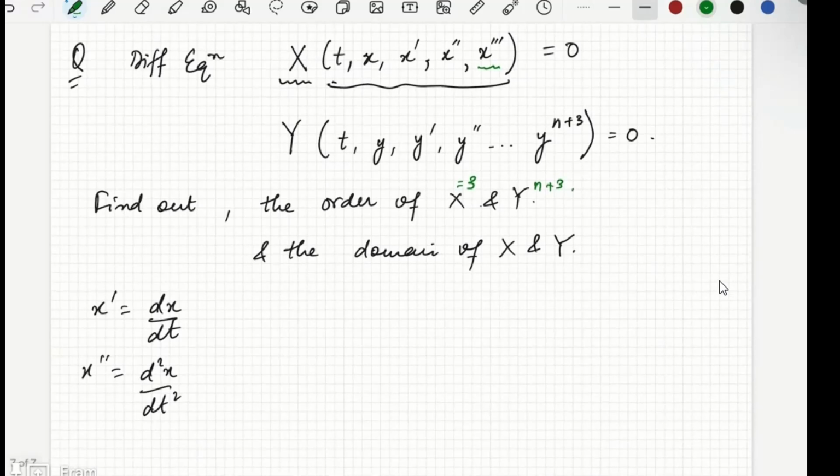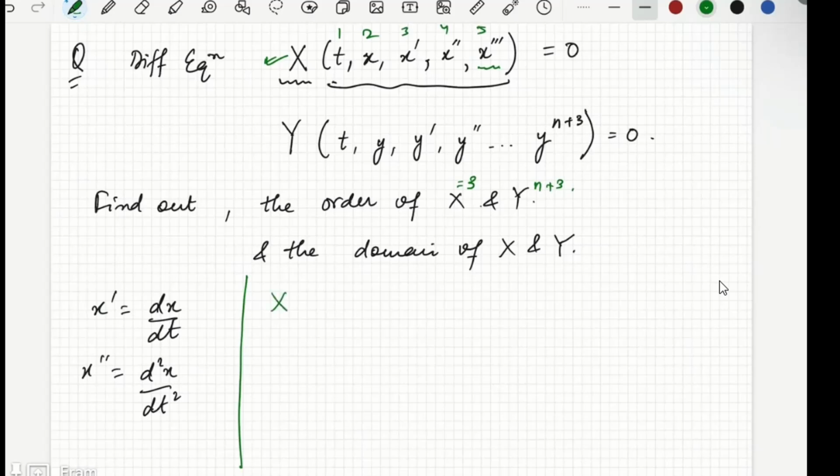Now in order to identify the domain of the ODE, we have to count the number of variables. How many variables do we have in x? It will be R4 and R5. How many variables do we have in x? This one, 4. No. How many variables? 2. So in all we have 5, R5: t, x, x dash, x double dash, and x triple dash. So in total we have 5 variables.